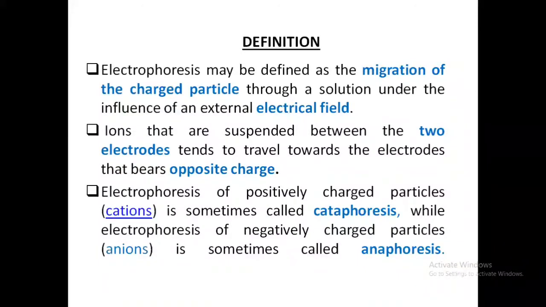That sample solution has both positive charge ions and negative charge ions. The best example is amino acid. As we know, an amino acid has both an amine and an acid group, NH2 plus and COOH, COO minus. So both positive and negative charge is there in your amino acid.